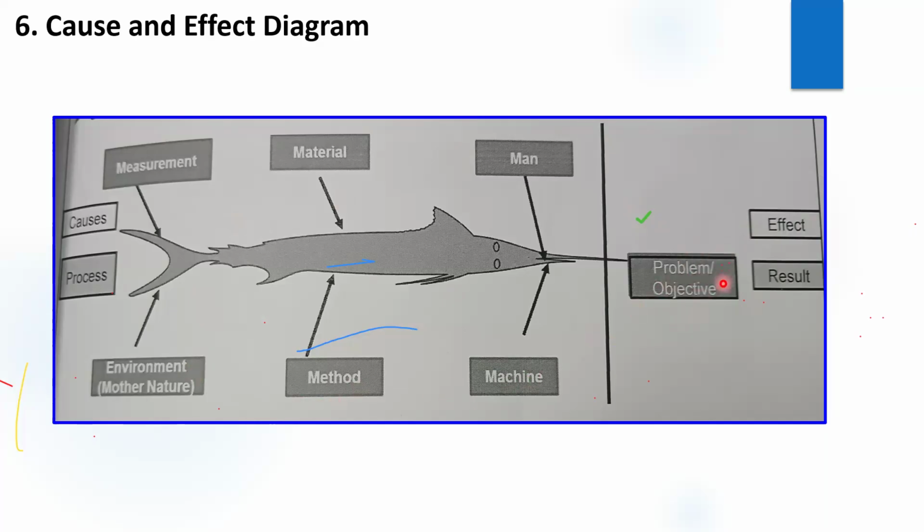My tea is not good. Why not good? Either it is because of man, machine, method, material, measurement, mother nature. My mileage of a bike is a problem. Why? Either it is because of man, machine. So these are the causes. This is the effect, and hence cause and effect. Clear?